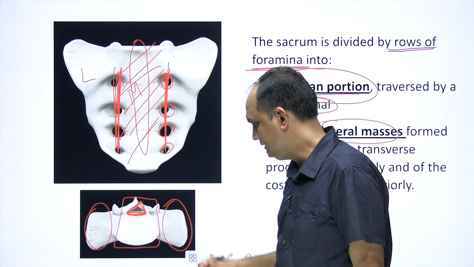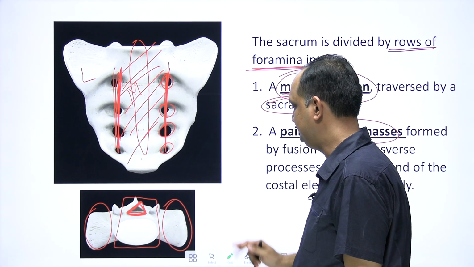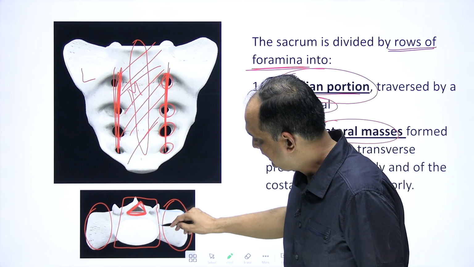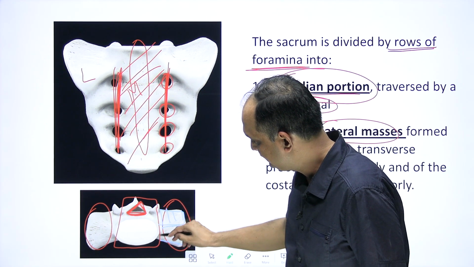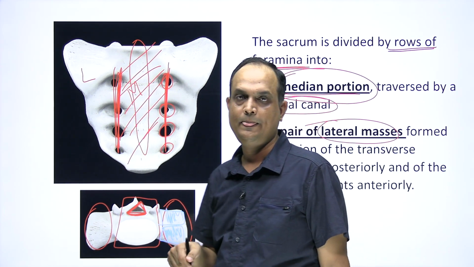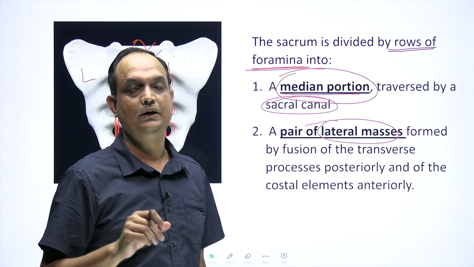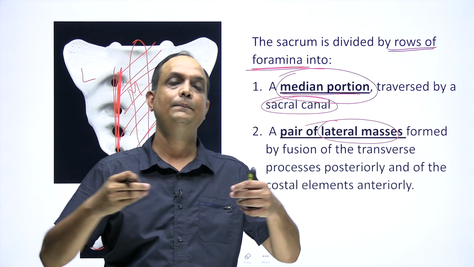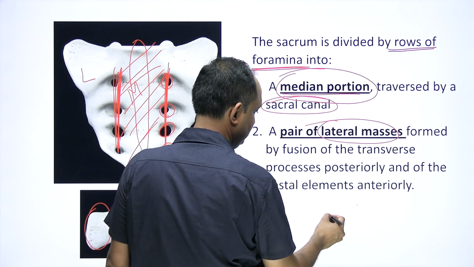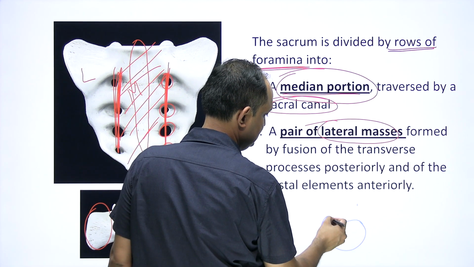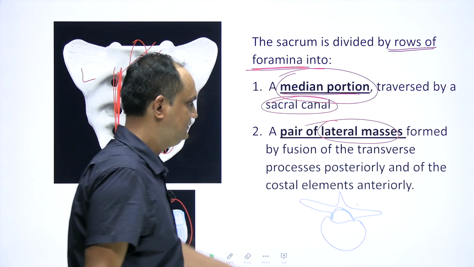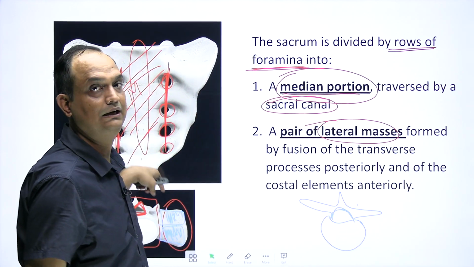Now the lateral mass is made up of two parts. It has the transverse component and it has the costal component. What is the meaning of the transverse component and costal component? When you see a vertebra, you know that it has a pair of transverse processes. Suppose this is your vertebra and it has two transverse processes. This is the vertebral canal. Now this vertebral canal converts into the sacral canal.